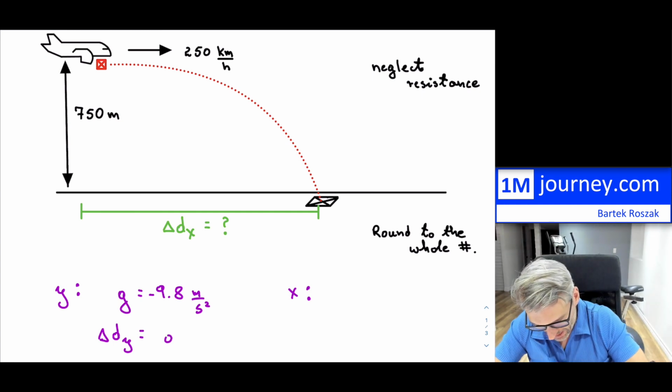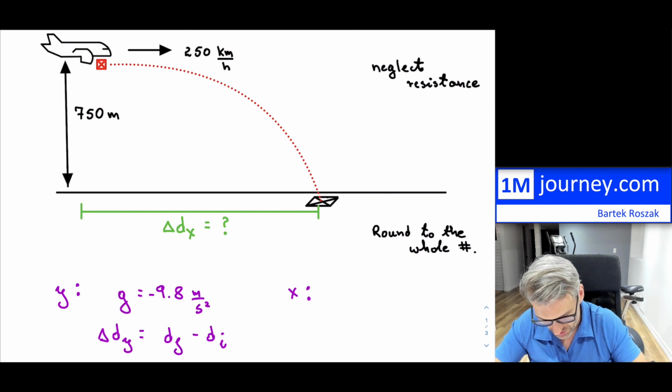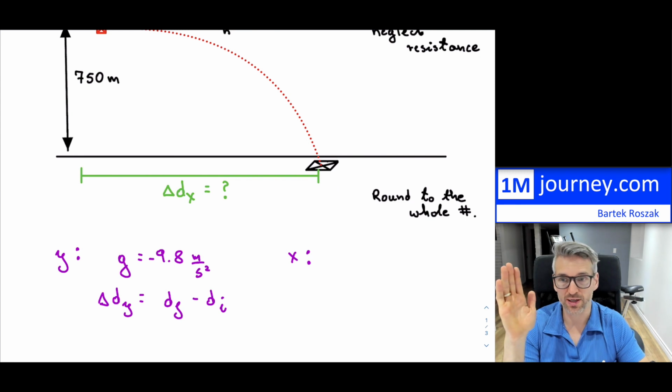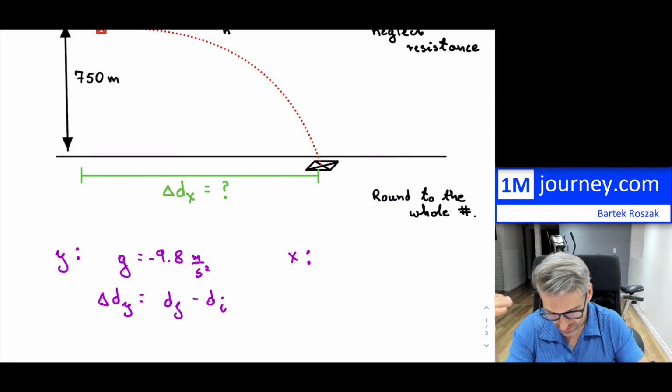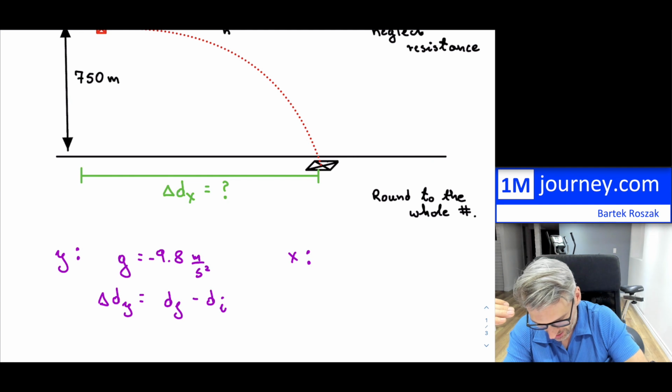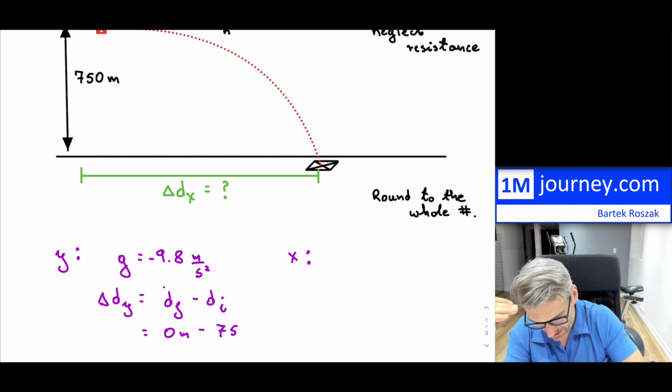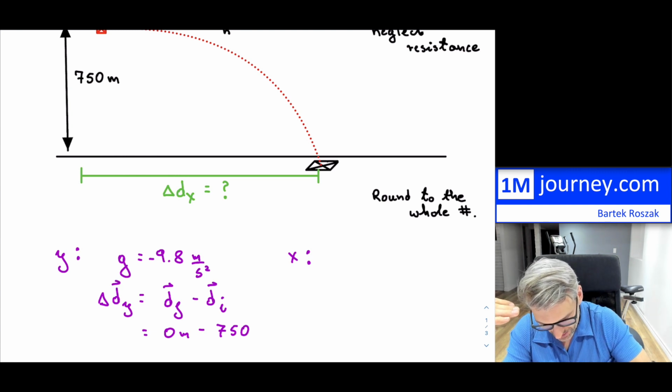So, don't forget, if you write the final minus the initial, which I will write, this is just for the Y, and I will assume that up is positive for us, and let's say the ground is 0. That means the final destination would be at 0 meters, and then the initial position for us, I guess we can put a position vector in there, is 750 meters above the ground. So that means this would have been negative 750 meters.